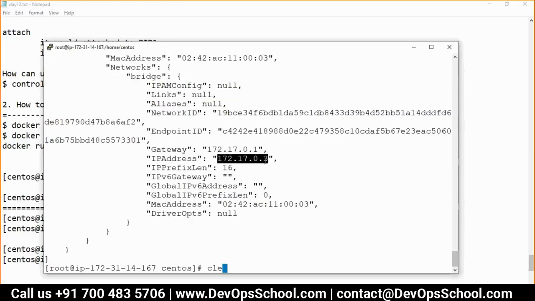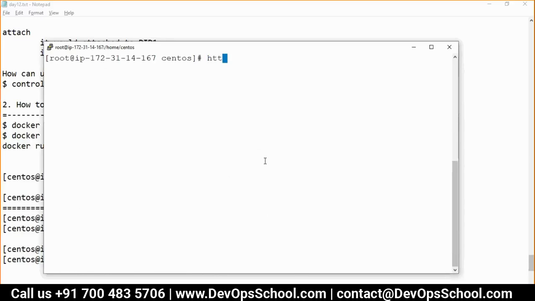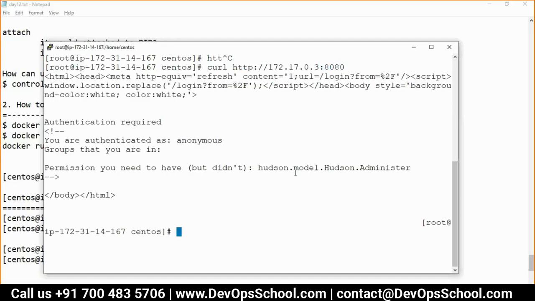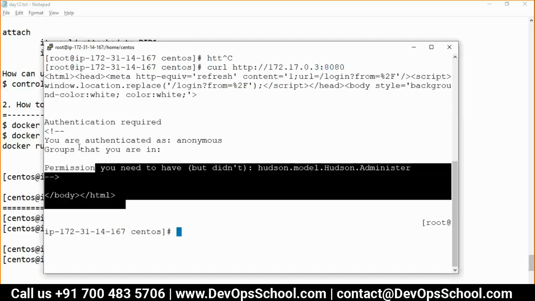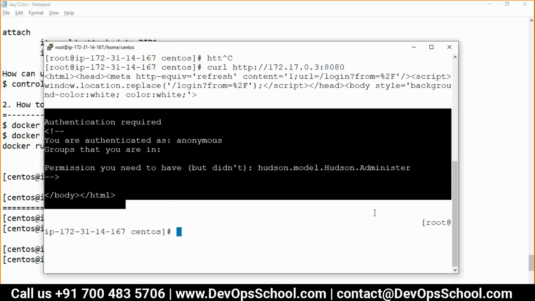Clear the screen. Curl. I don't have a browser over there, so curl. What is this? See here, this is the Jenkins login page. Did you all see that?